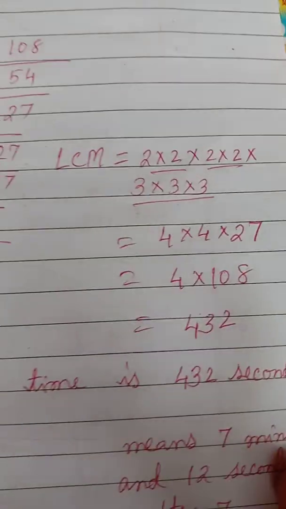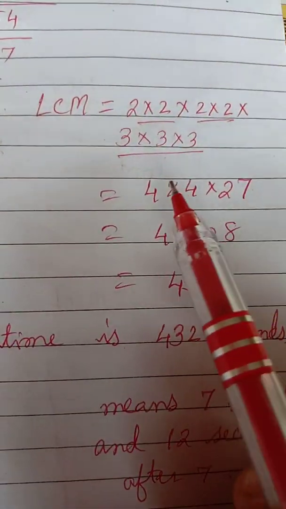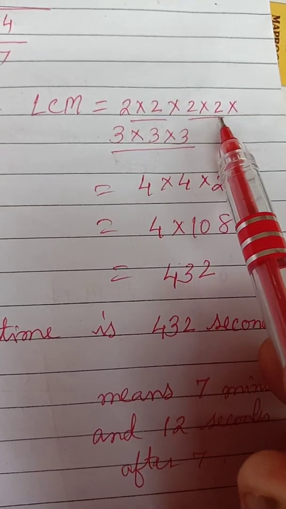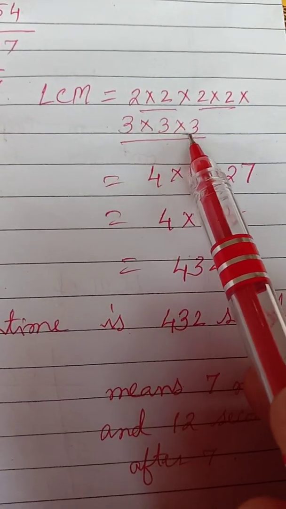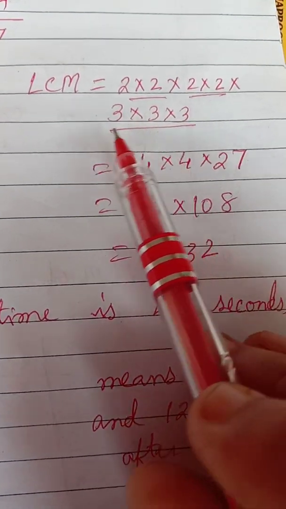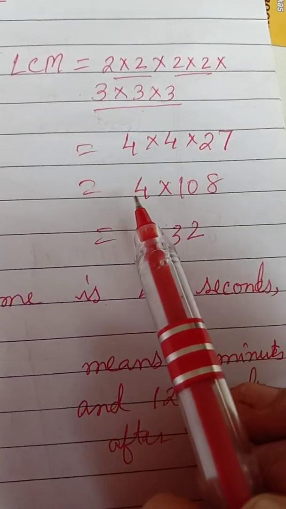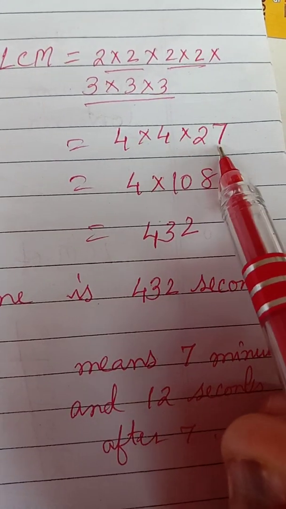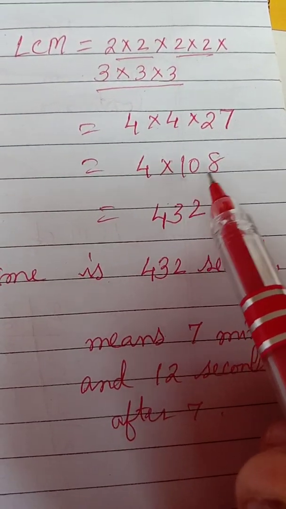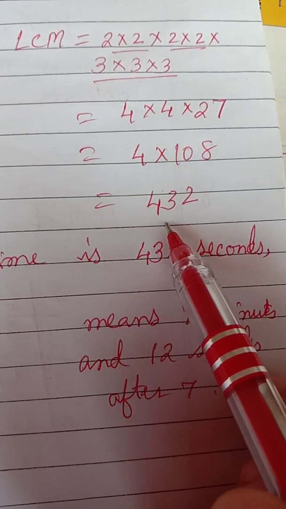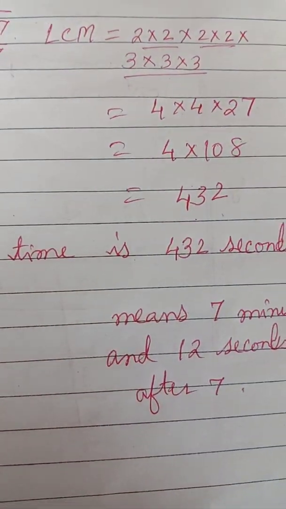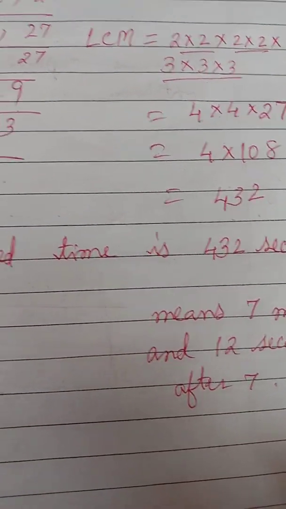So our LCM is 2 into 2 into 2 into 2 into 3 into 3 into 3. These 2 2s are 4. These 2 2s are again 4. 3 3s are 9. 9 3s are 27. So 4 and 27 make 108, and here it is 4. Now 4 multiplied by 108 is 432. So the number is 432, that is our LCM.